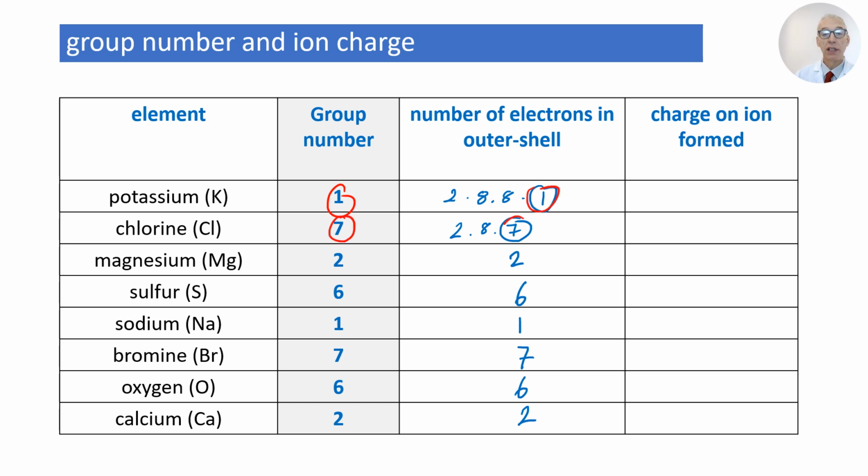Group 7, 7 in the outer shell. Sulfur, group 6, 6 in the outer shell. Oxygen, group 6, 6 in the outer shell. Calcium, group 2, 2 in the outer shell.